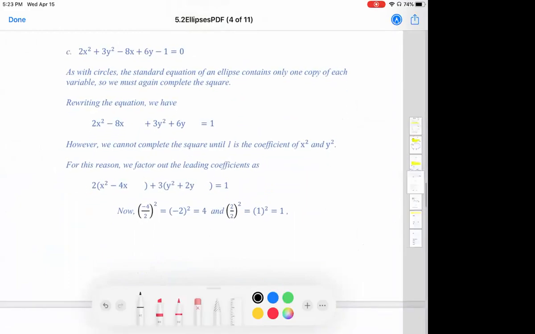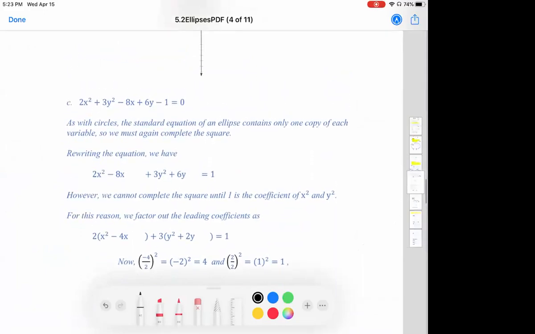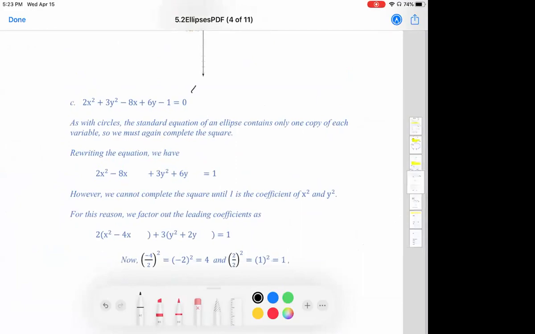So C. Our equation is 2x squared plus 3y squared minus 8x plus 6y minus 1. Okay, this is a problem because we want that standard equation of a formula, that x minus h squared over some number squared plus y minus k squared over some number squared. And in case I didn't emphasize enough, it's always equal to 1. We need to make sure it's equal to 1. If not, we have some work to do. This is not what we have, right? We have something else. So we need to make sure it looks like our equation there.